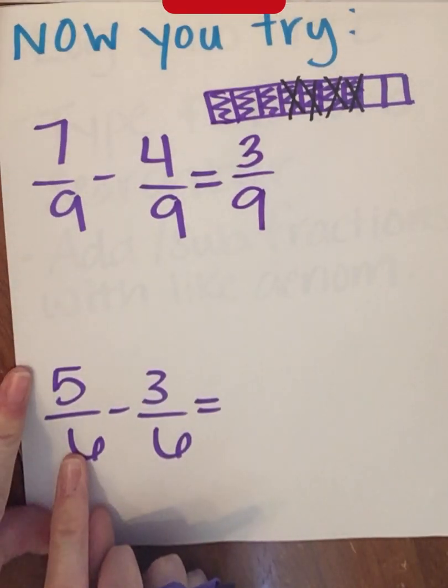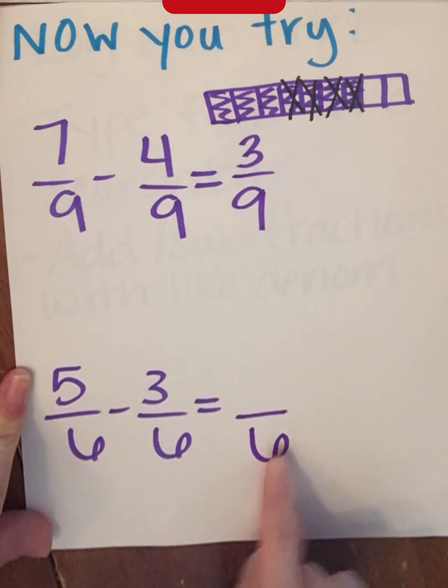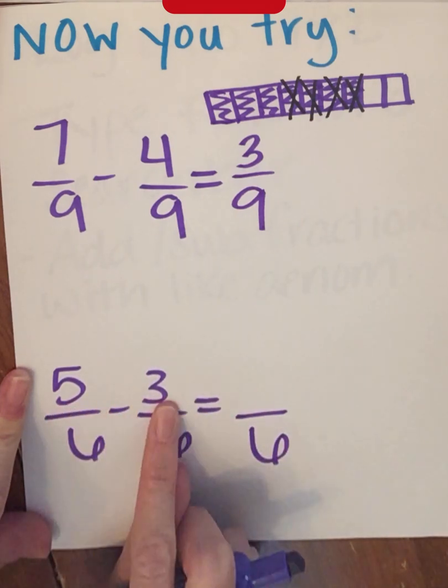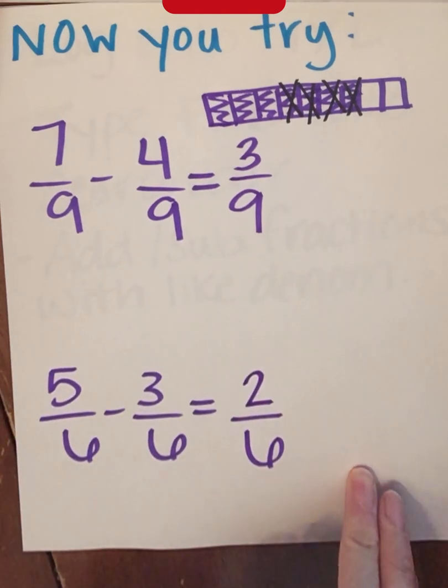So I'm going to apply that strategy on the bottom. I'm not going to change my denominator on the bottom. I'm just going to write the 6. On the top, I'm going to do 5 minus 3. 5 minus 3 equals 2, so that fraction is 2/6.